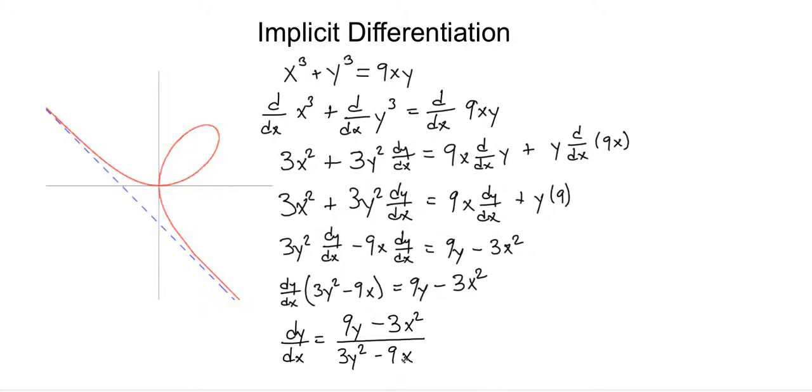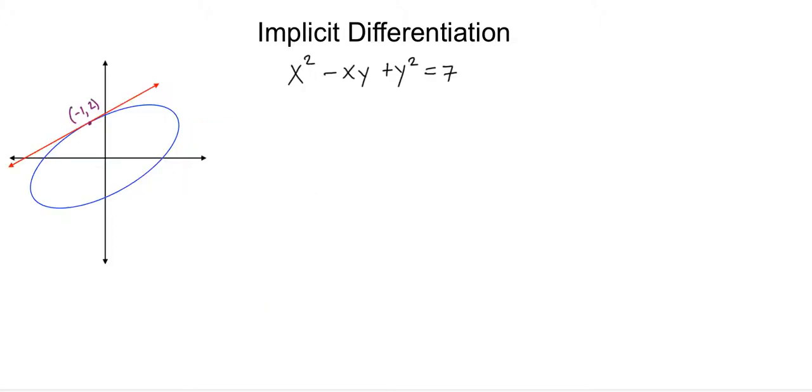And if we want to factor out a 3 on the top and bottom, we could make this 3 times y minus x squared over y squared minus 3x, and that will be fine. That will be our derivative with respect to x. Okay. Try one last example here if we have time.